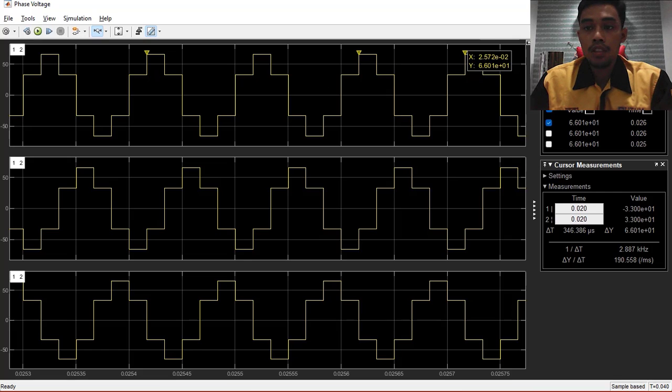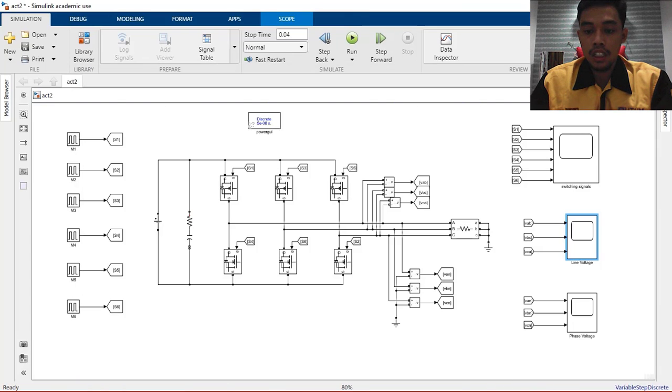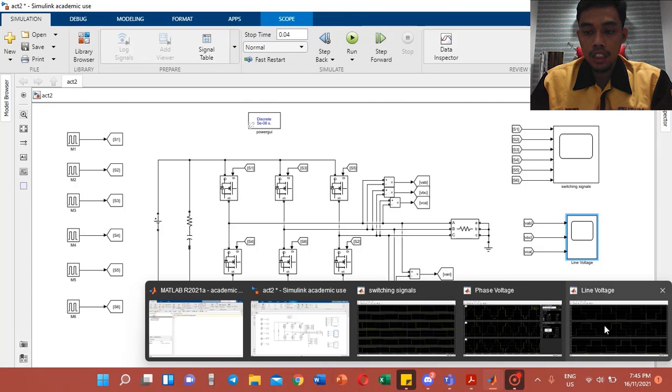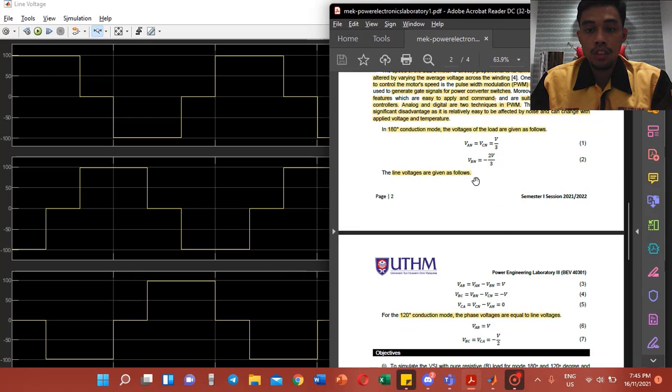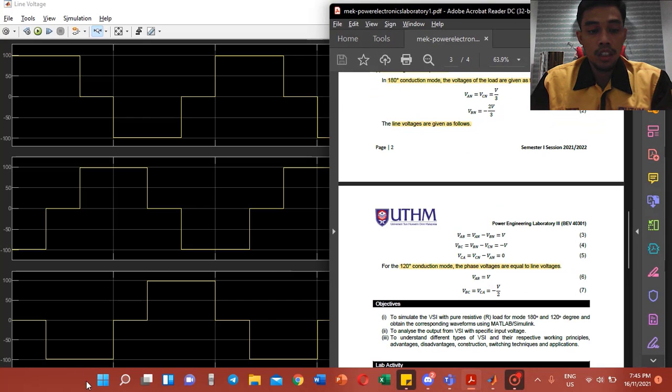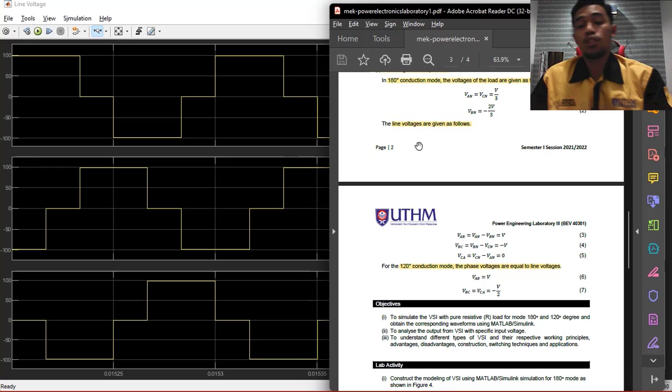Okay, last but not least, the line voltage here. As we can see here, line voltage. Theoretically, we can get the line voltage value by subtracting the phase voltages. Therefore, the phase voltage value is important.